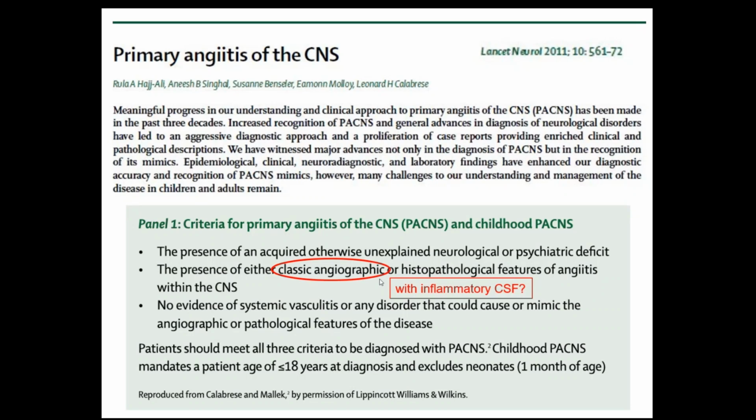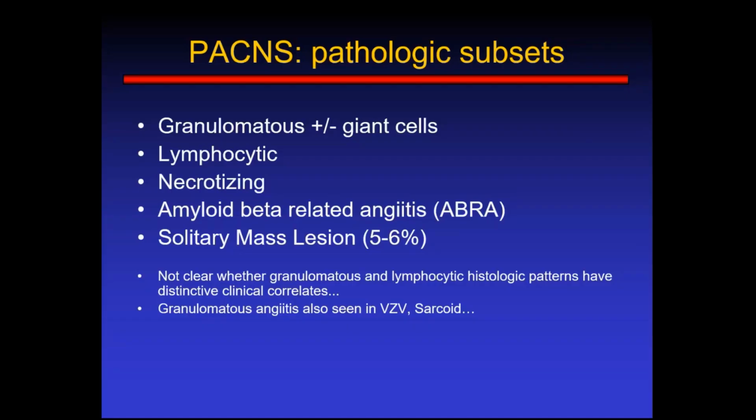In the sense that the angiograms are typically normal, and if they're abnormal, there's no real pattern to it. And there's no information here about the inflammatory CSF. The point I'm making is this was the original criterion, but it's evolved today.